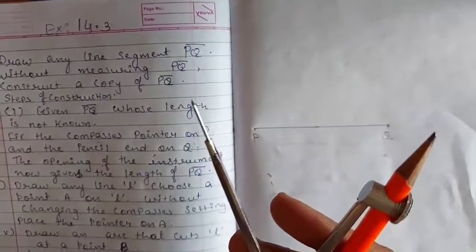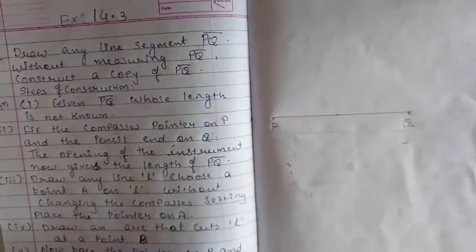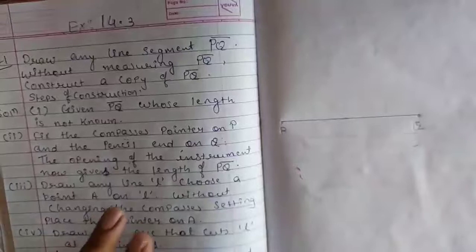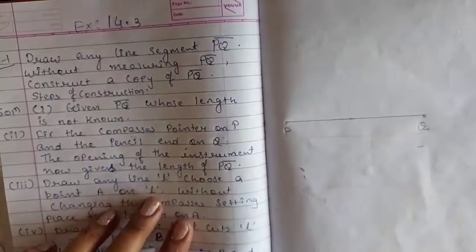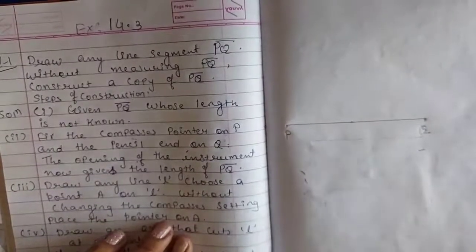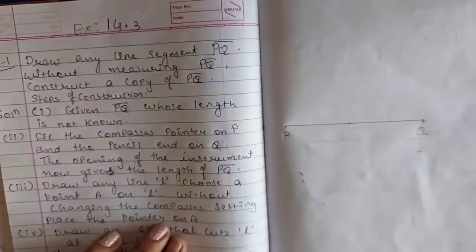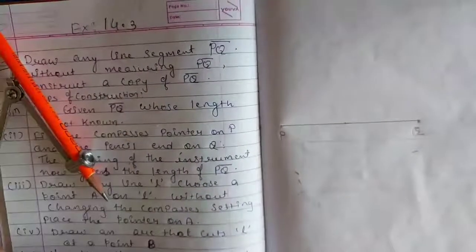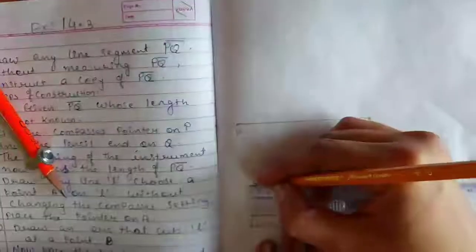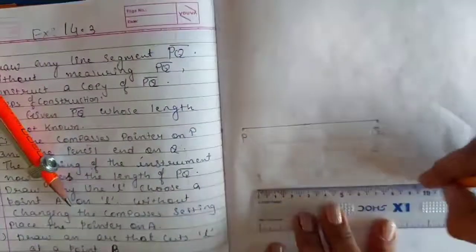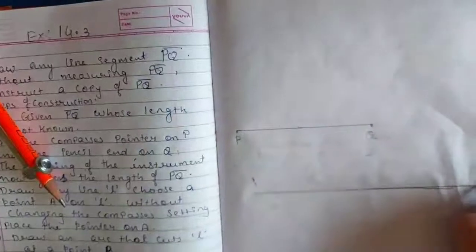Now let us see step number 3. Step number 3. Draw any line L. Choose the point A on L without changing the compass setting. Place the pointer on A. So students, first of all we will draw any line L. So let us draw any line L.